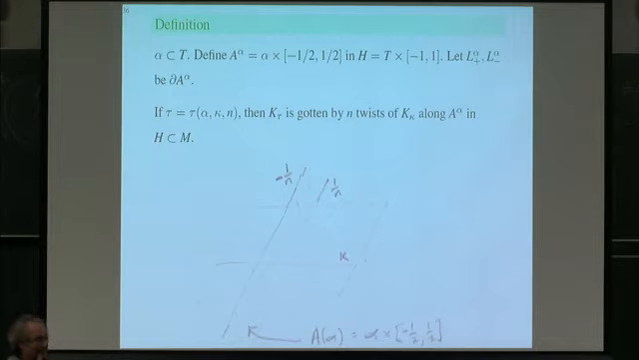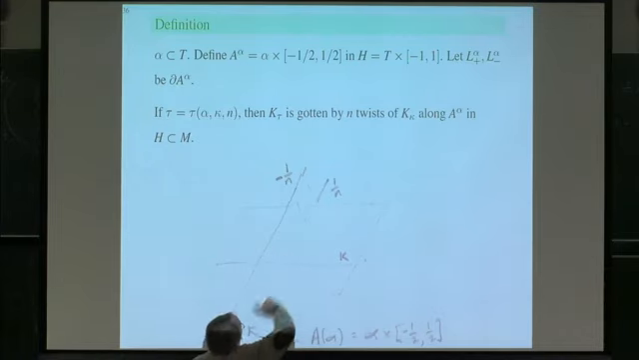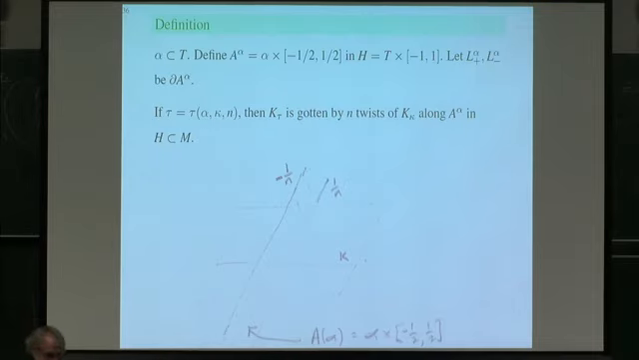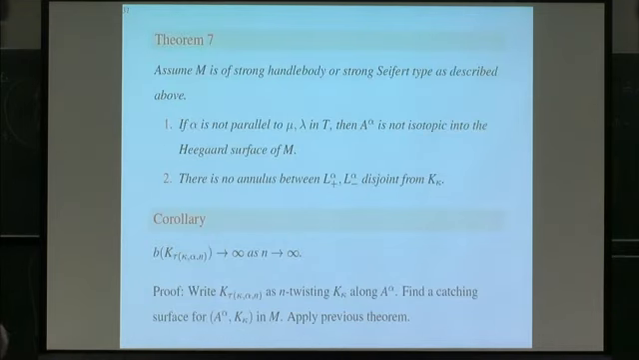If I look at the corresponding knot k tau in H, I just get the knot that I get by twisting k kappa along A alpha n times. So anyway, the knot k tau can be looked at as gotten by twisting along this annulus in H. So that sets it up to apply the argument that I just described earlier.